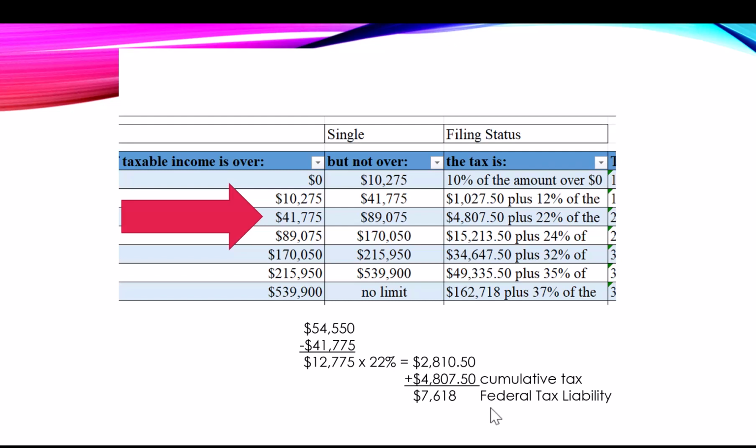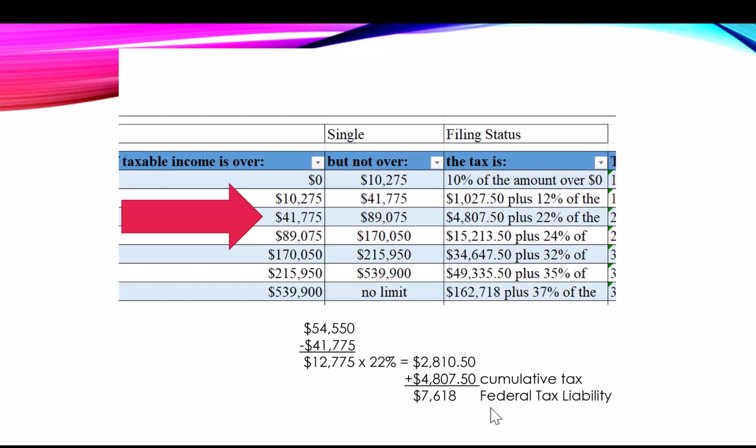We would take his $54,550 worth of taxable income, subtract out the bracket base, find out that he has $12,775 of that taxable income subject to the 22% marginal tax rate, yielding a $2,810.50 tax bill on that $12,775. We'd add in the cumulative tax of $4,807.50 to account for the first $41,775 worth of federal taxable income, to come up with his ultimate federal tax liability of $7,618.